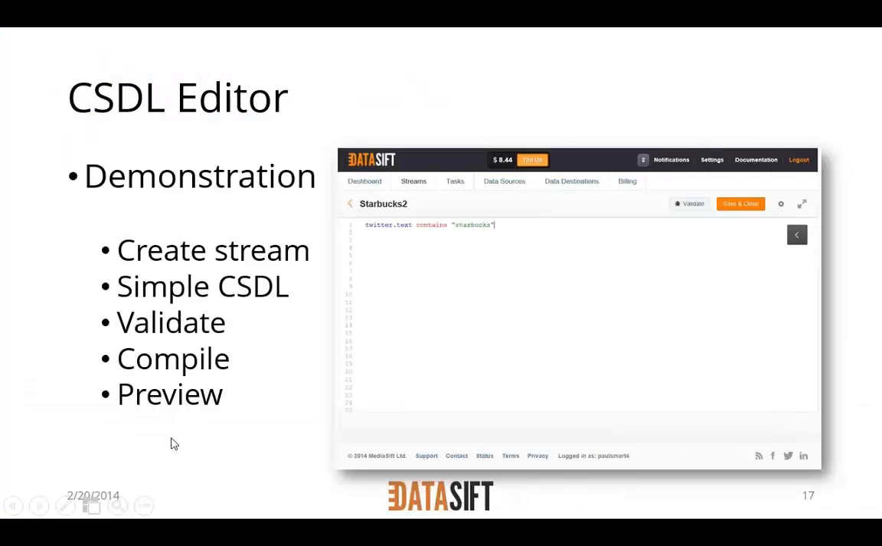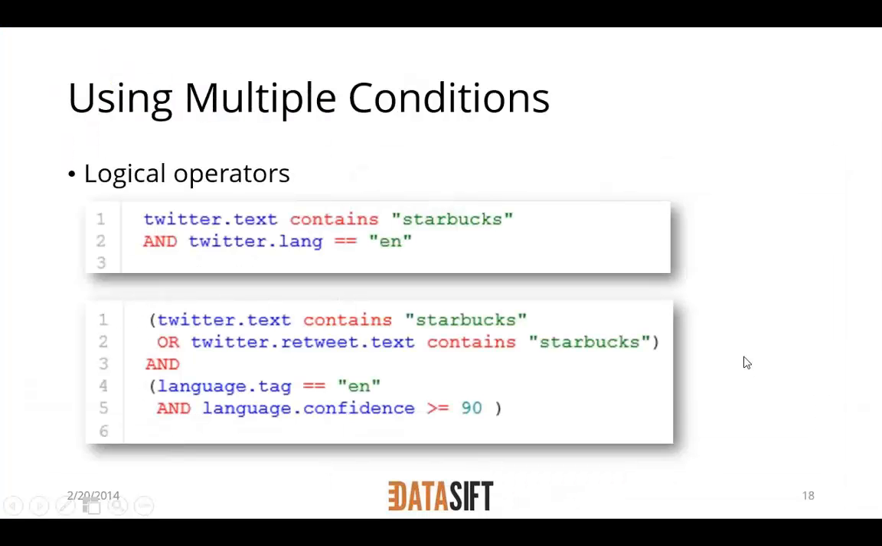Let me go back to the next part of the CSDL. If I'm going to make my filter more complicated and better, then I'm going to have multiple conditions. If I have multiple conditions, I've got to tell it what kind of logic to use between them. So the first example there is very simple. I'm looking for twitter.txt having Starbucks in it, and the language has to be English.